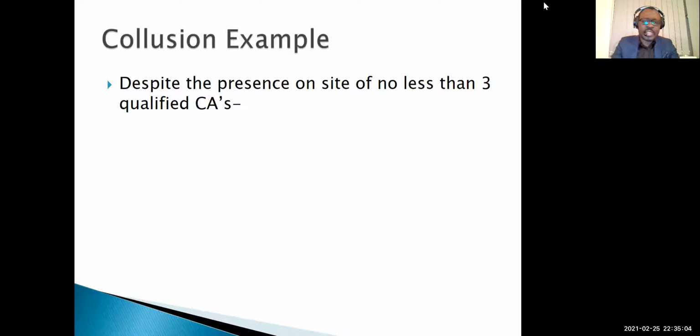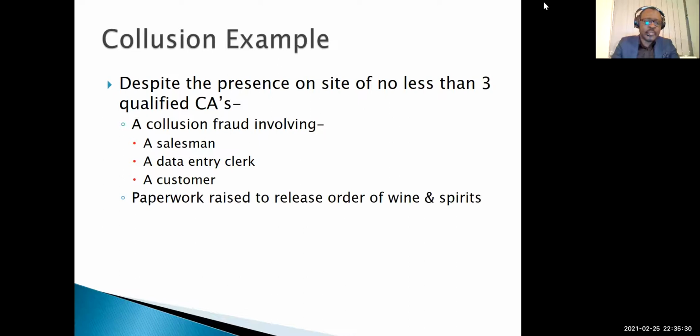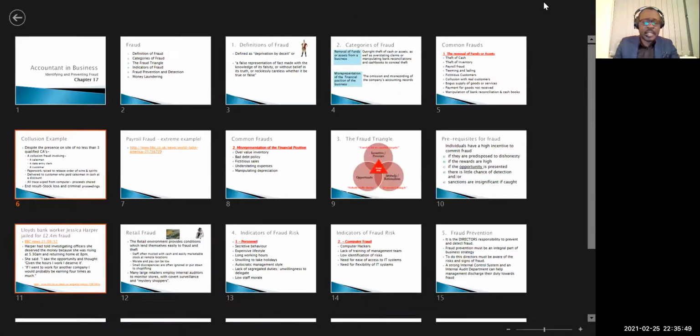Let's take some examples of collusion, okay? So despite the presence on site of three qualified chartered accountants, a collusion could still occur, okay? It could still occur between a salesman, some salesmen collude and still work it out, okay? A data entry clerk would work with a customer, and someone within the organization could collude, okay? Paperwork could be raised to release an order of wine or spirits, product inventory, delivered to a customer who paid the salesman in cash at a discount. So I pick it out, just release this order, I go, and then instead of being invoiced, I pay cash at a heavily discounted amount, so that we can share the benefits, okay?